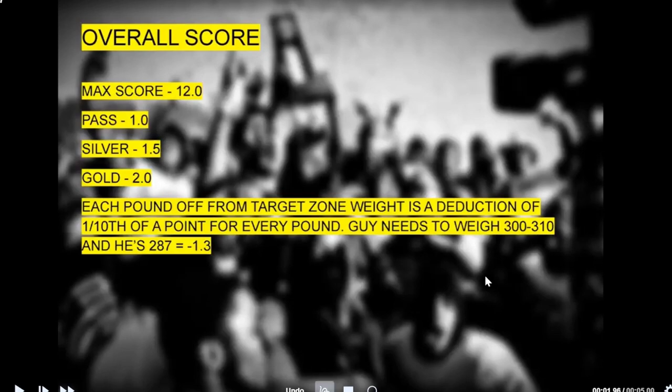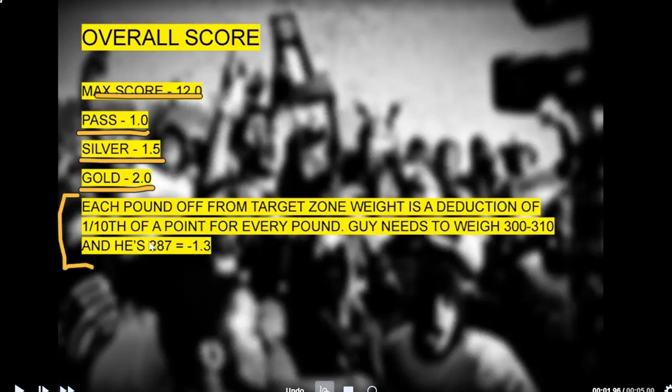So then we get into the overall score. So you have 12 tests, 1.0, 1.5, 2.0 for each, okay? So 12.0 would be max score. If you pass something, it's a 1.0. If you get a silver, it's 1.5, and a gold is a 2.0.